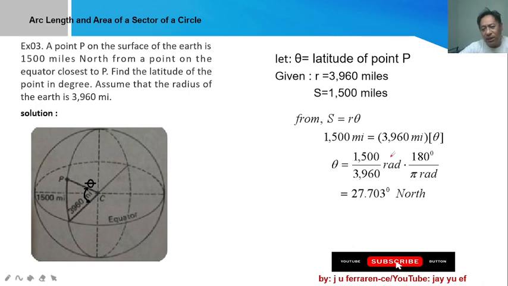This will be converted to a unit of degree, and this is my conversion factor: pi radian is 180 degrees. So, radian will cancel out and we have a unit in degrees. Multiplying them, we arrive at 27.703 degrees north. And this is the latitude of point P.